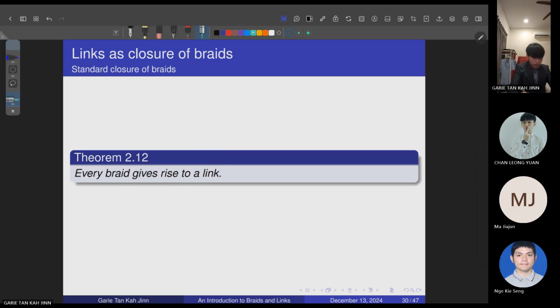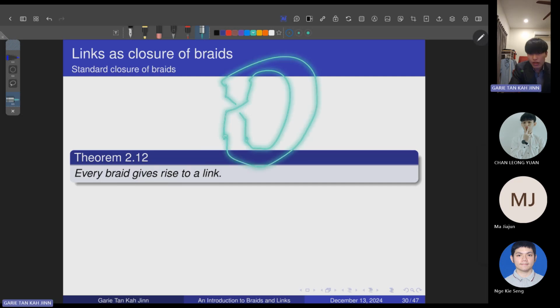Let me draw one example. So, identify, and we get a link. But this is actually a knot, because it has only one component.